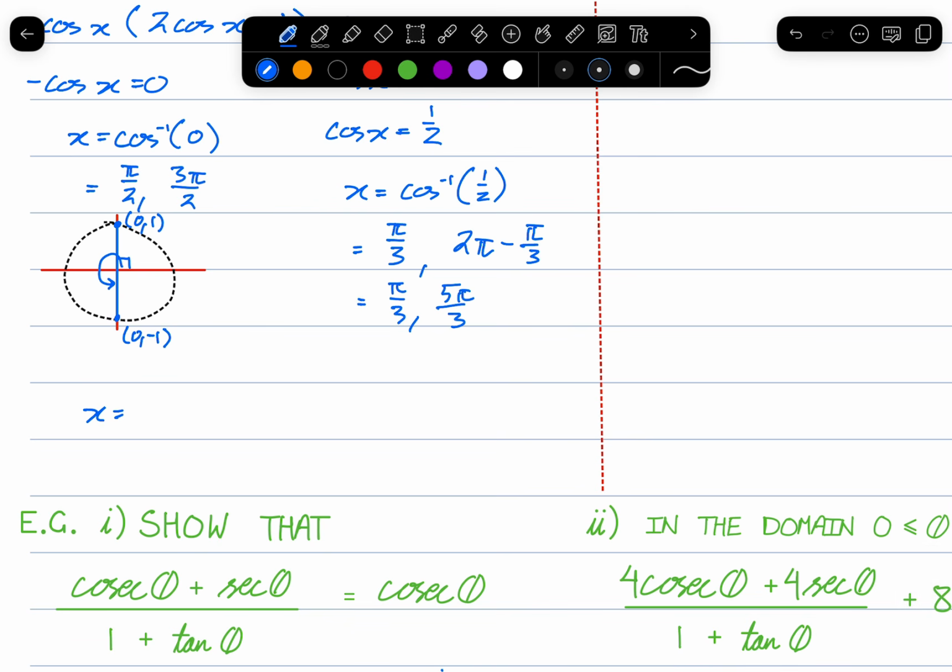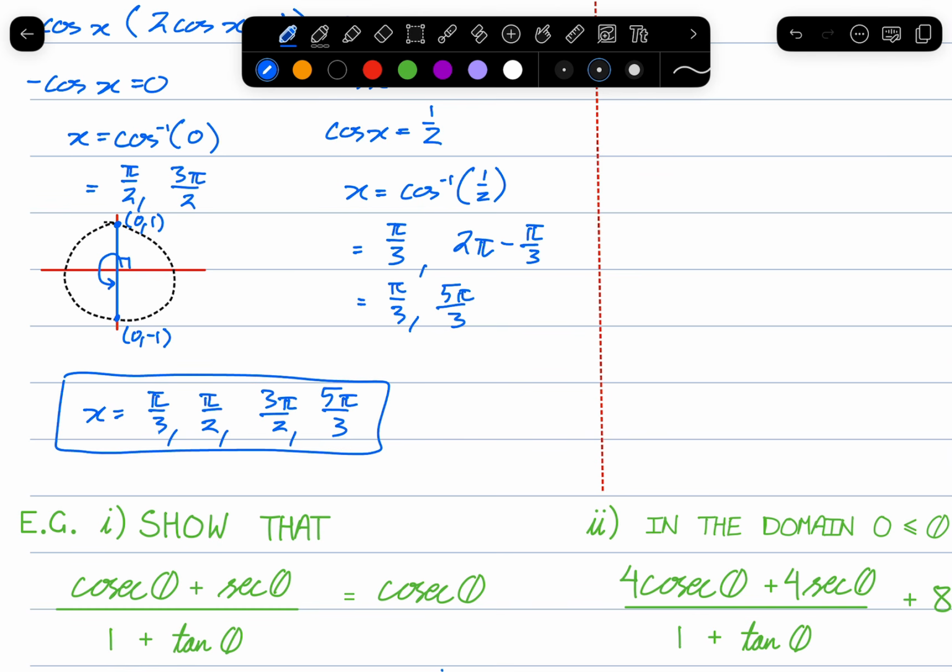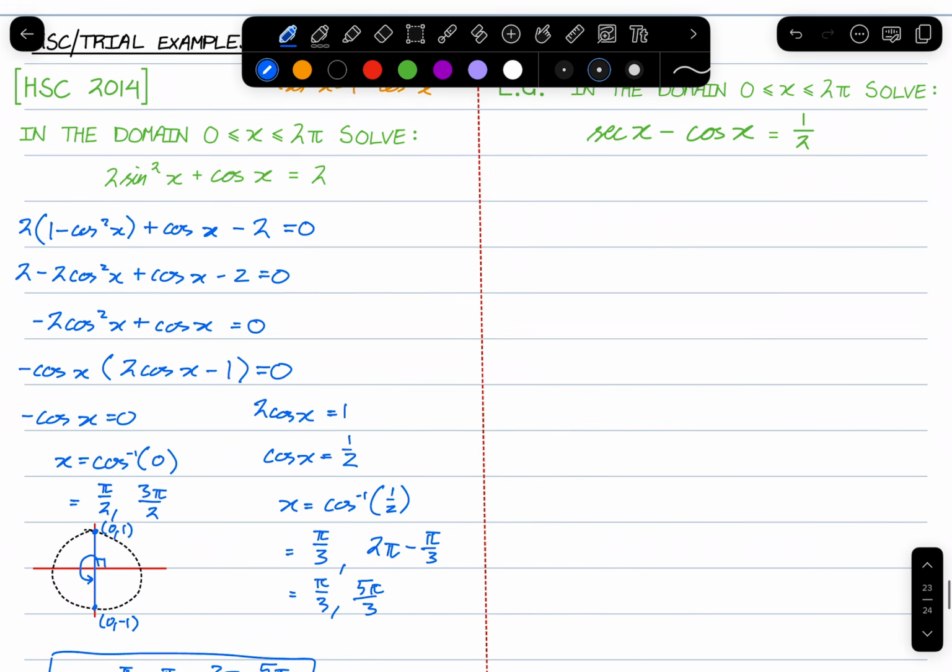I'm not going to bother trying to get these in increasing order. Oh, actually, I'll give it a shot. Pi on 3, pi on 2. Next one's going to be 3 pi on 2 and 5 pi on 3. These are the 4 solutions that we have for this trig equation.